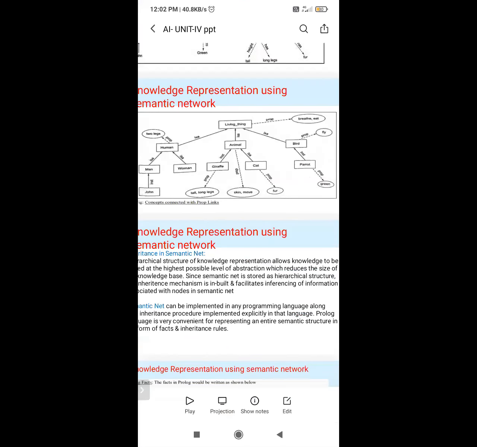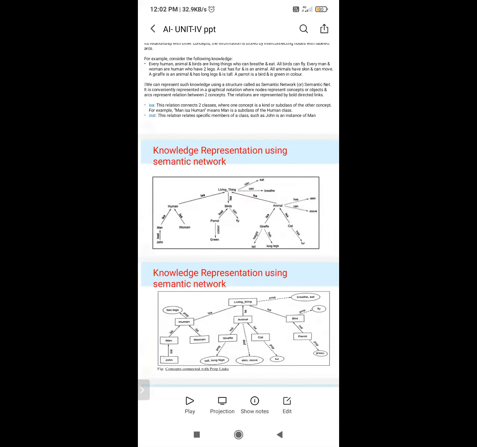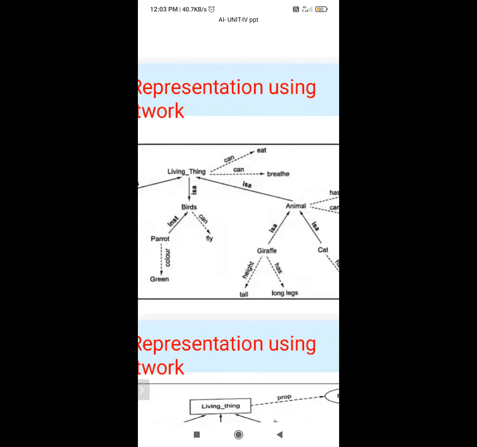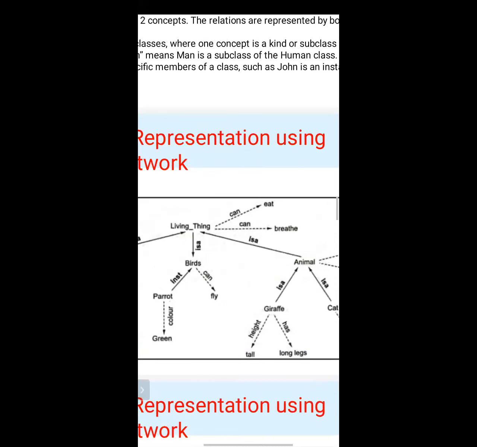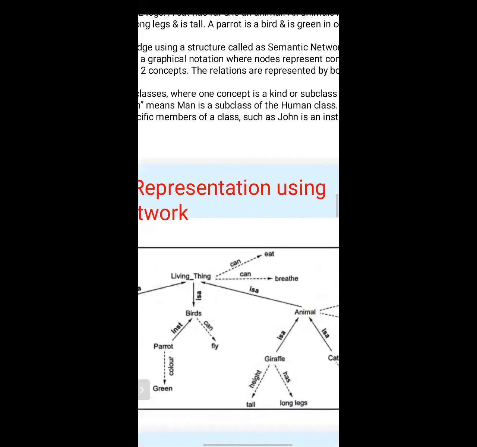So these are living things. All these human beings, animals, and birds are living things, right? So first let us write living thing. Next, its properties are breathe and eat. So they can breathe and they can eat. That's why I have written this under living thing: they can eat, they can breathe. Next one. All birds can fly.